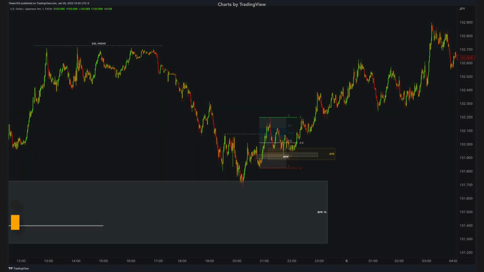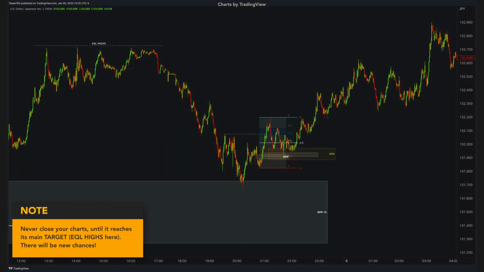Let's imagine that you missed the first two entries. What can you do? Just wait for the next chance. We have a clear target above. You can continue to day trade the charts until they reach their main targets.